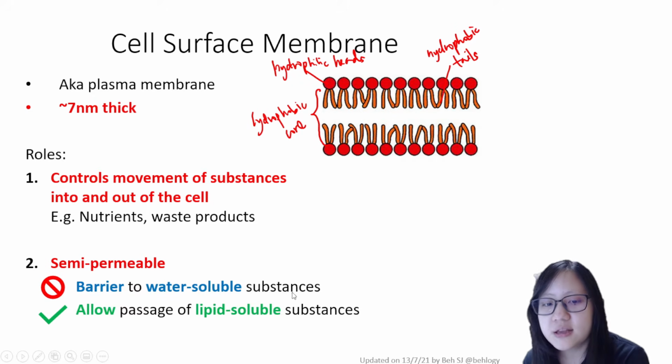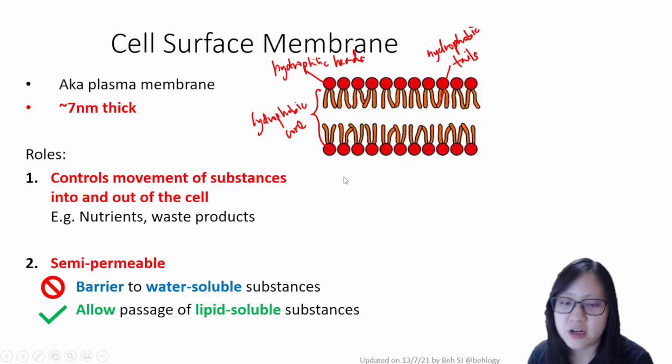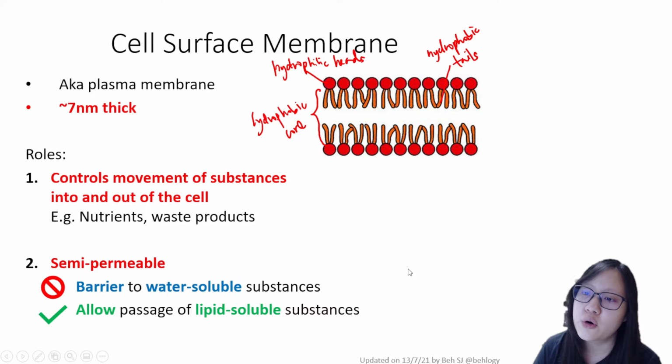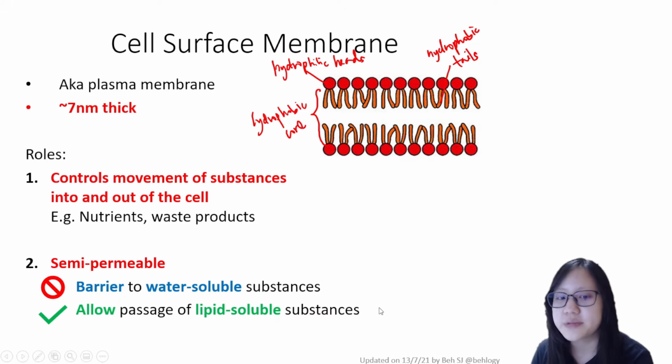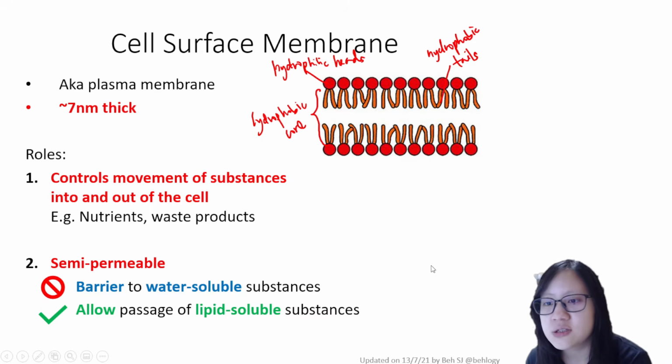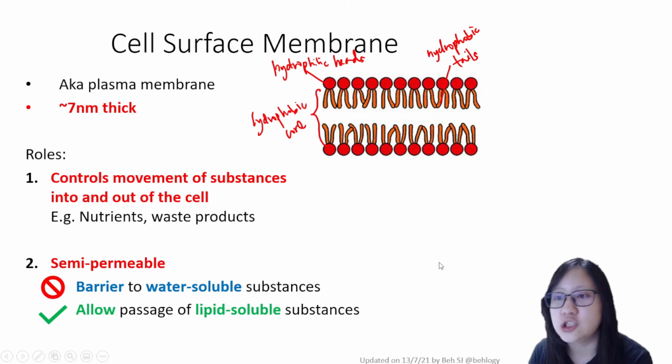However, this cell surface membrane made of phospholipid bilayer allows passage of lipid-soluble substances. Why? Well, lipid-soluble substances can pass through the hydrophobic core and definitely interact with it. So these are the general descriptions when we talk about the cell surface membrane.